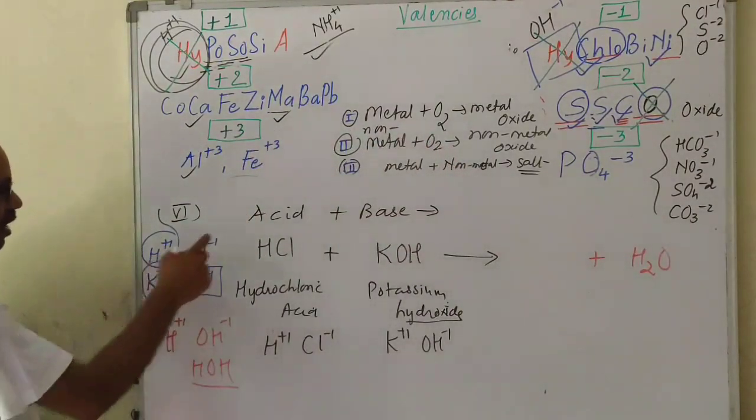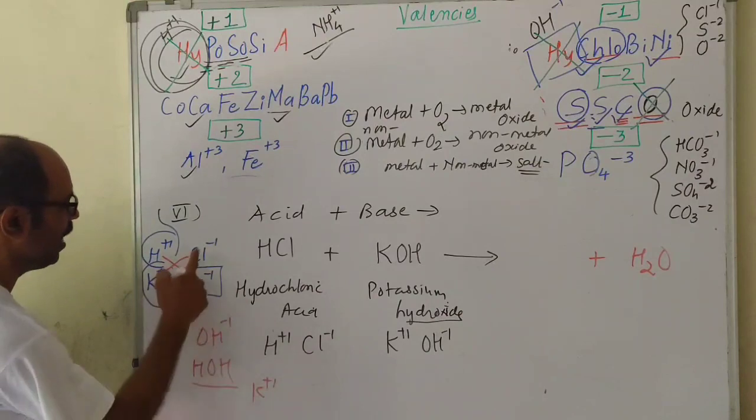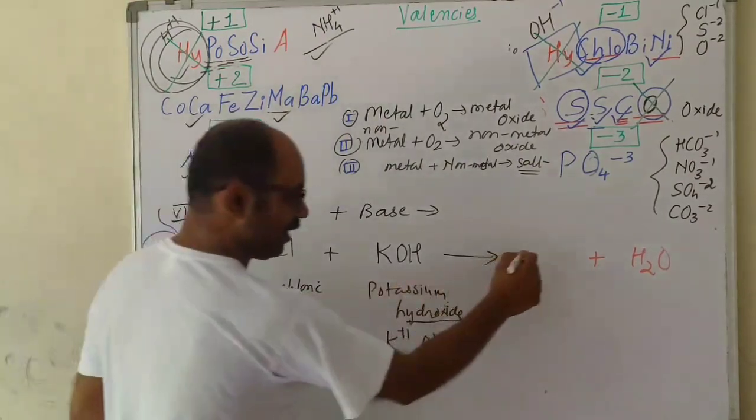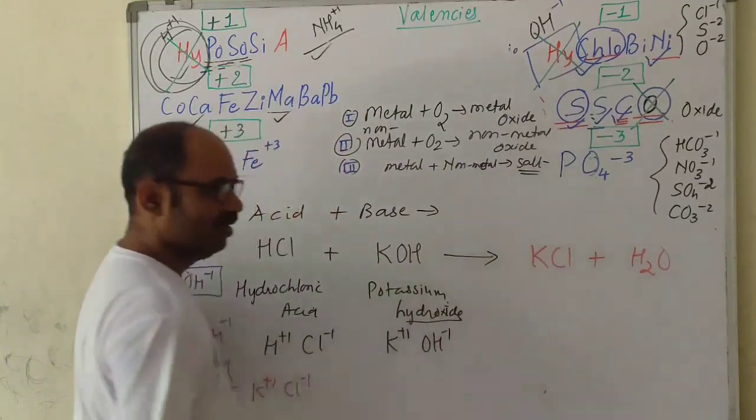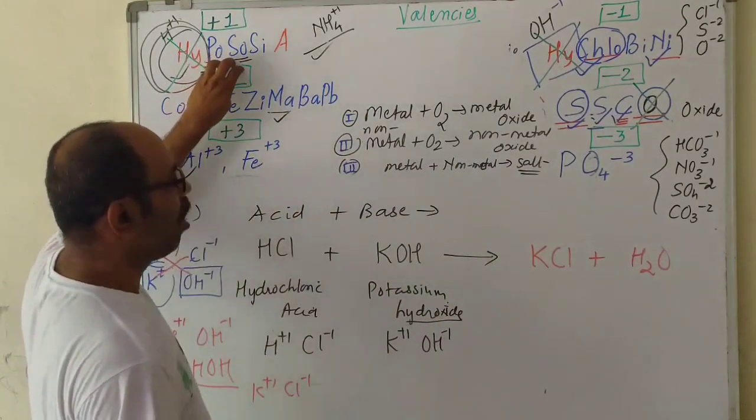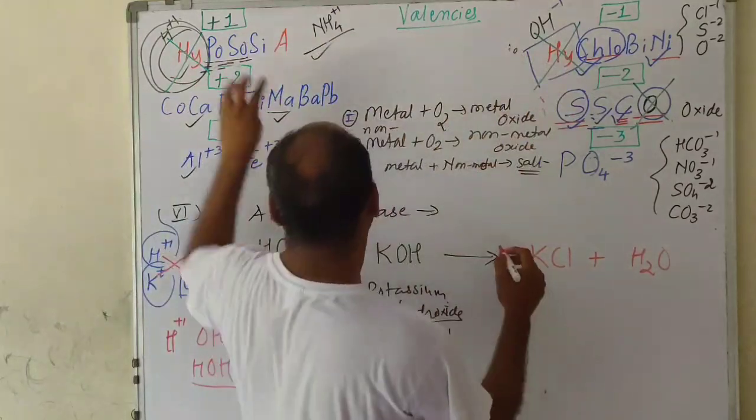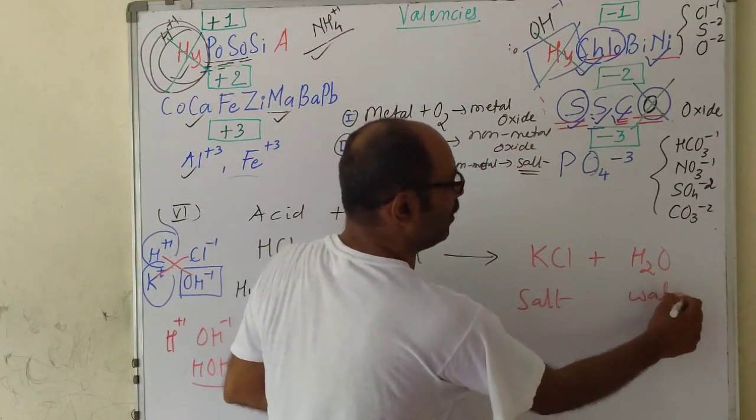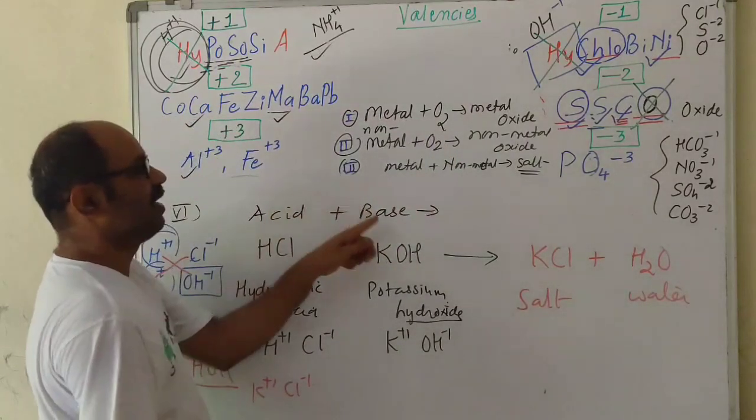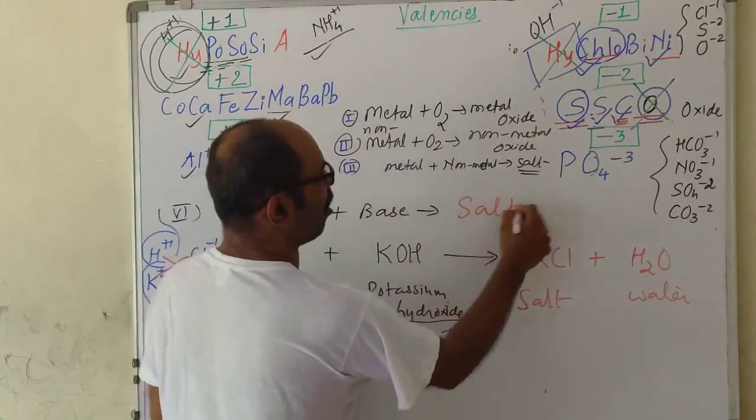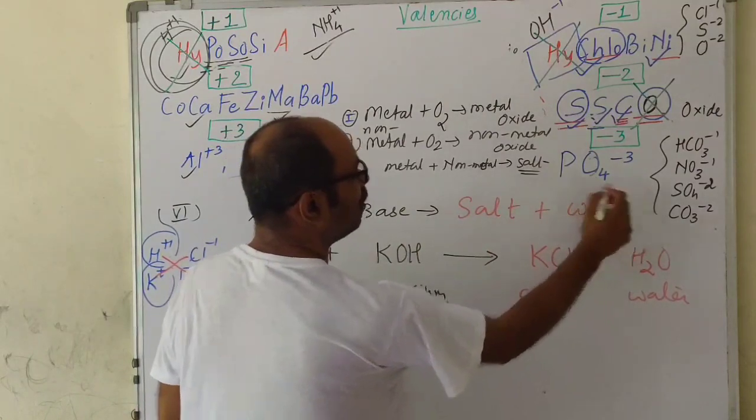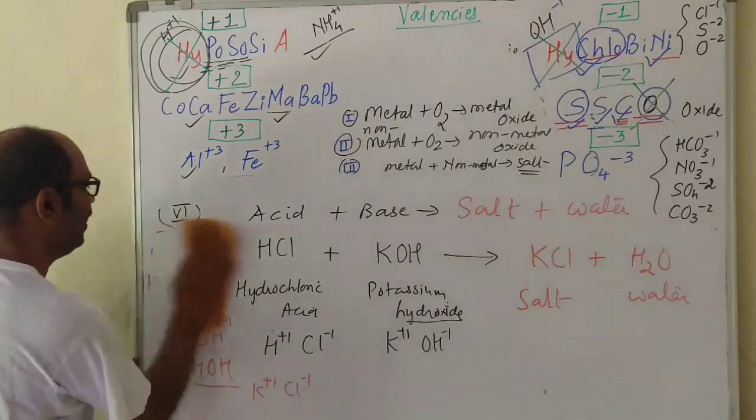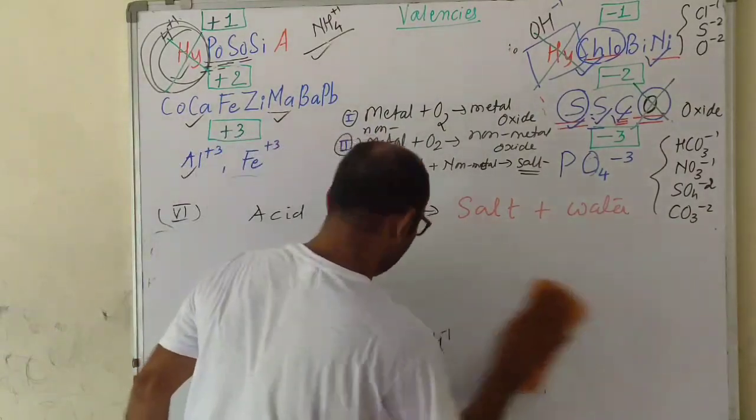और ये compound K+1 and Cl-1. So that is KCl. Children, salt or chloride, sorry, metal chloride. This is salt and this is water. So remember, when acid reacts with base, you get salt plus water. These are the two products that you get. All right? Chaliye, let's see another one.